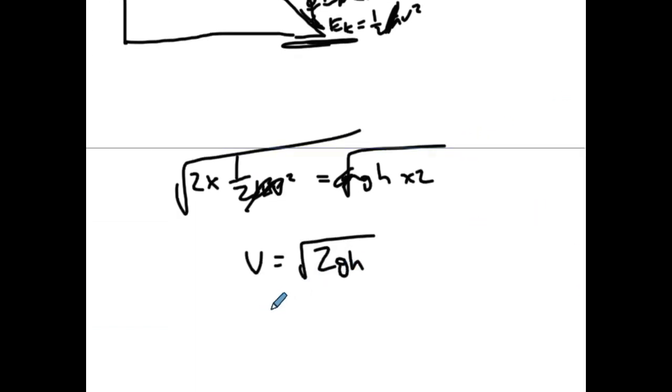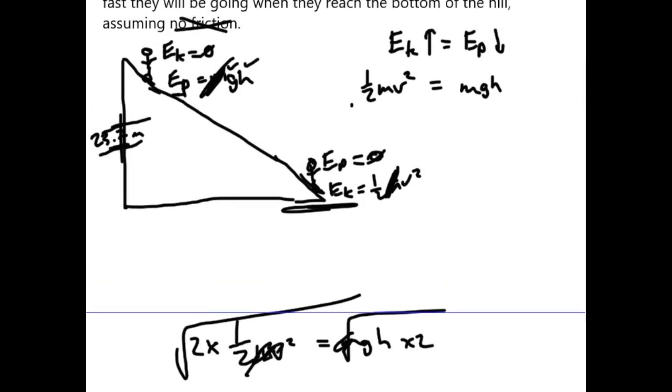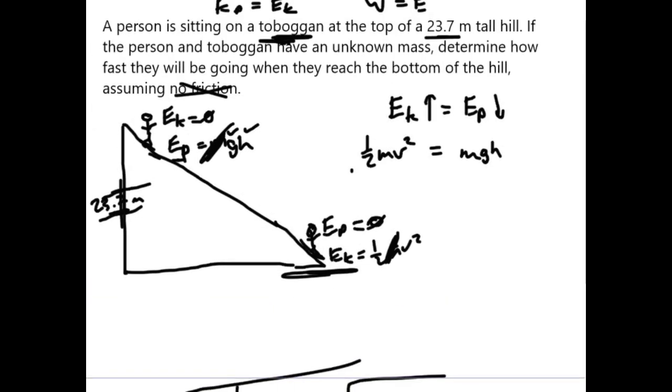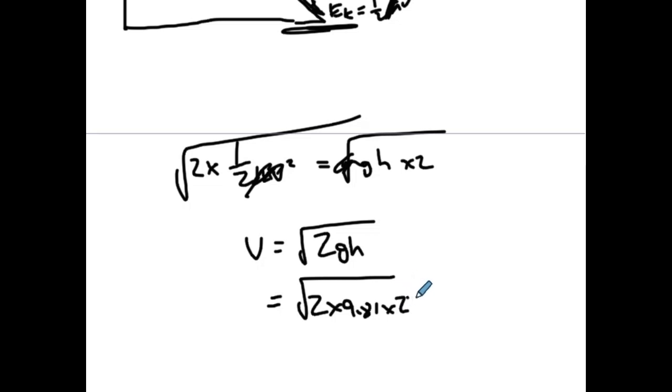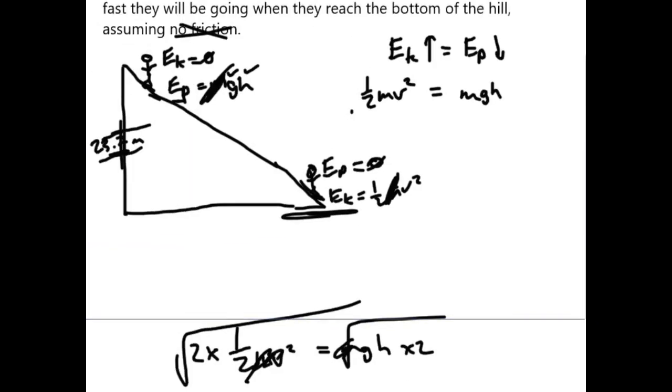solve. So now that we know our built formula, it'll be 2 times 9.81 times our height, which I'd forgotten, so let me go back up and look. It was 23.7 meters. So 2 times 9.81 times 23.7, and I have to square root the whole thing, and I'll get a final answer of 21.56, which is a meters per second value.